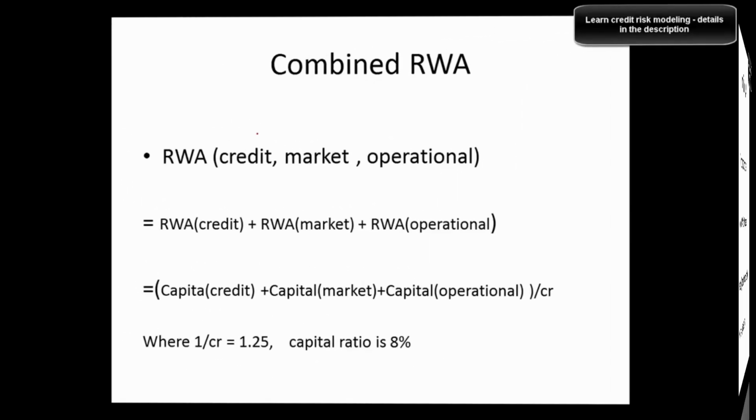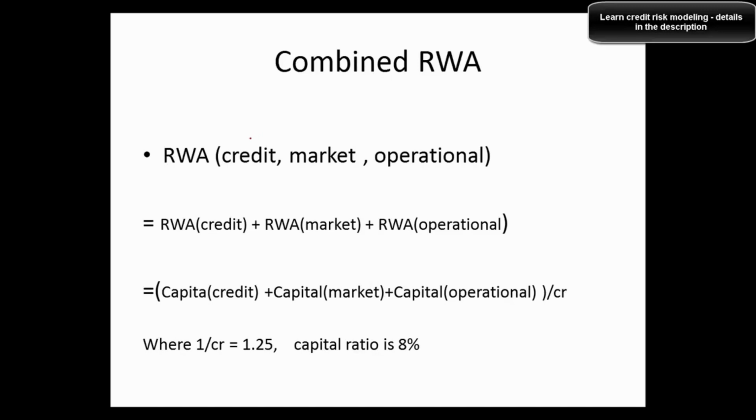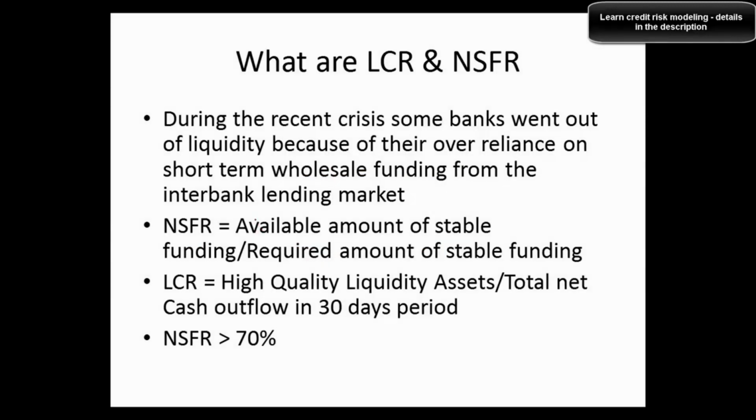So what is combined risk weighted asset? It basically combines the risk weighted asset for each type of risk, such as credit risk, market risk, and operational risk. So it's just a simple addition of the risk weighted asset associated with each type of risk.